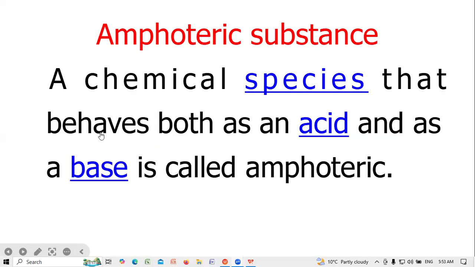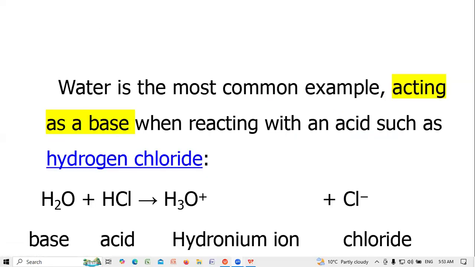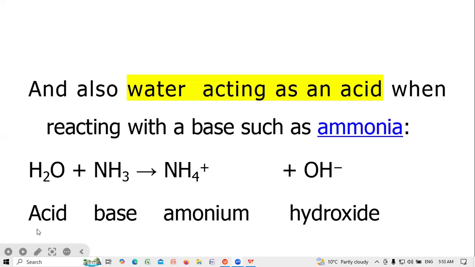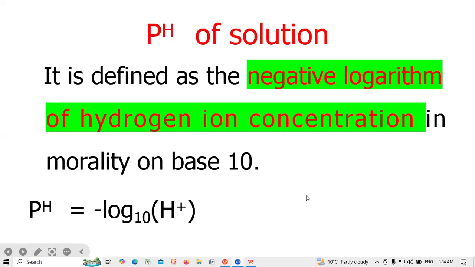Amphoteric substance. A chemical species that behaves both as acid and base is called an amphoteric substance. Water is the most common example. It acts as a base when reacting with an acid such as hydrogen chloride. Water reacts with hydrogen chloride, acts as the base and produces hydronium ion and chloride ion. Also, it acts as the acid when reacting with a base. Water acts as the acid when reacting with the base ammonia, producing ammonium and hydroxide ions.